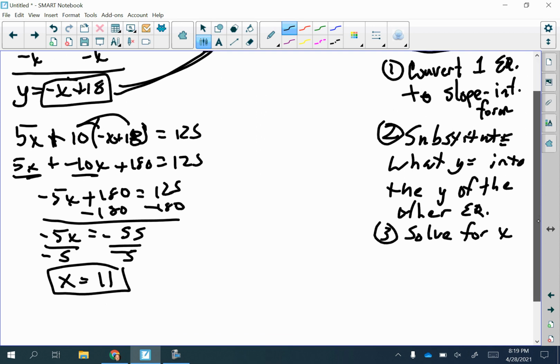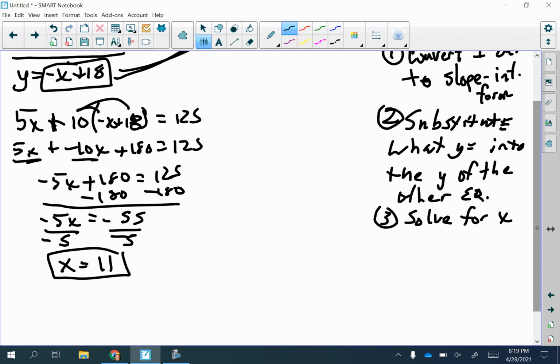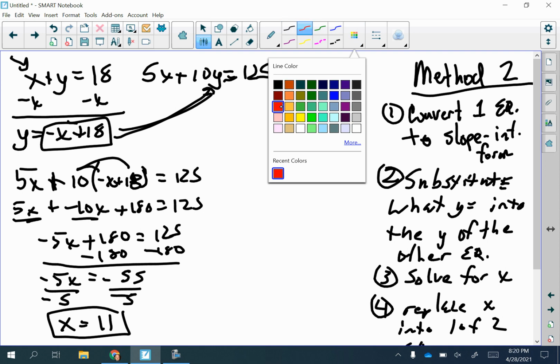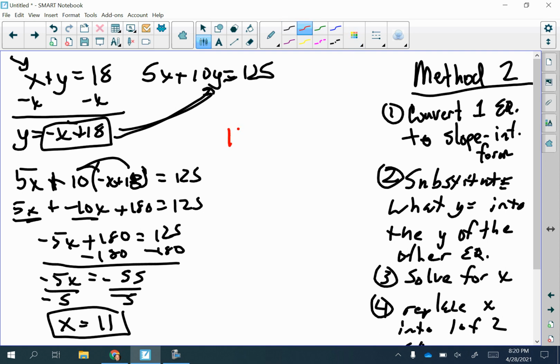So now that we solved it, we're going to replace the value for x into one of the two equations. So if I look up above here, I think this equation is going to be much easier to plug it into than the other one, right? So if I plug 11 in, and I'll tell you what, we'll make this a different color just so you can see it better. If I plug 11 in for x in x plus y equals 18 and solve for y, subtract 11, and I get y equals 7.